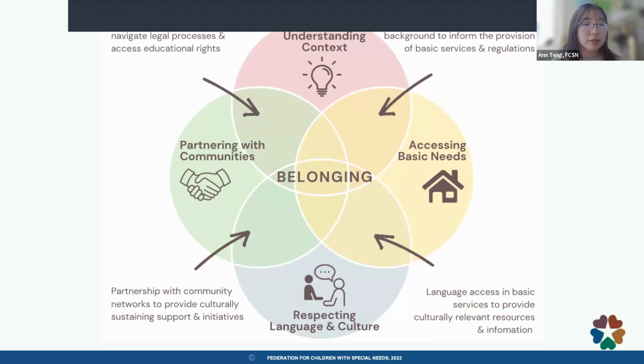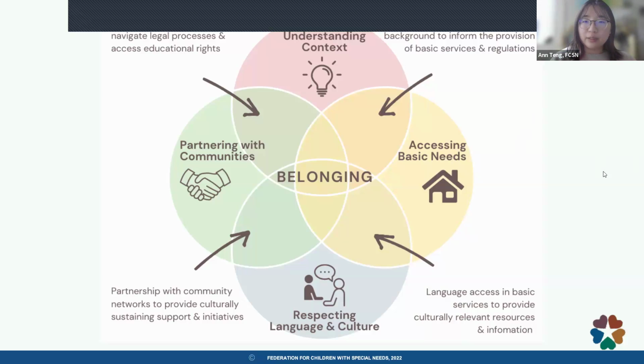Feel free to screenshot this if you'd like to have it on hand for the rest of the presentation, because this isn't always going to be on every slide. But we'll be going back to this pretty often during this presentation so that we all are able to relate the context and the contents of this session back to how we can create belonging.